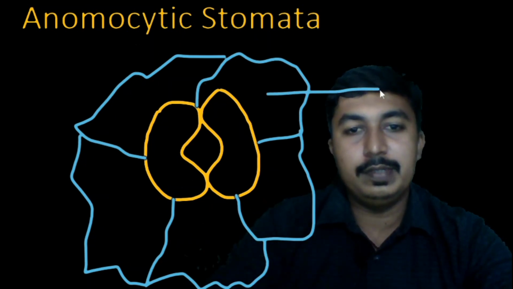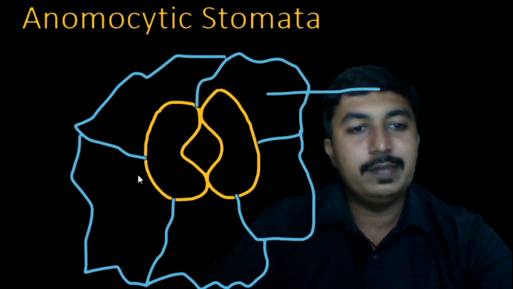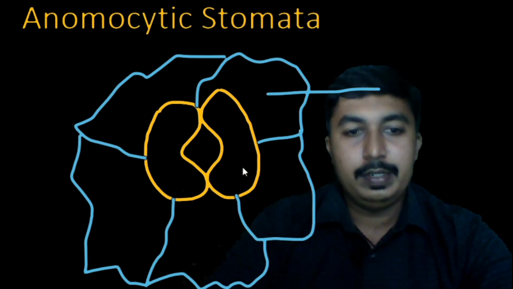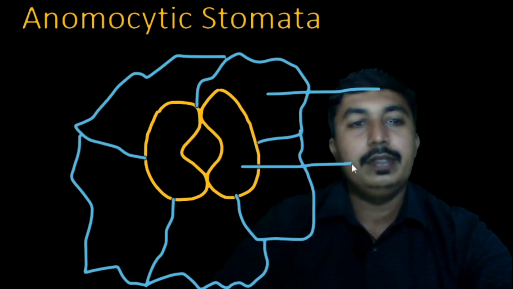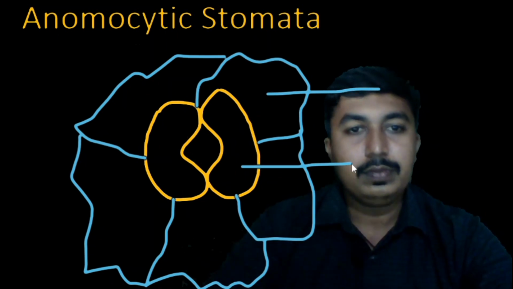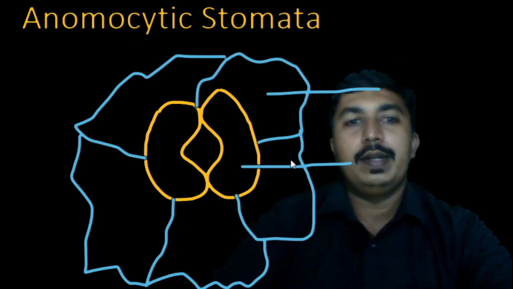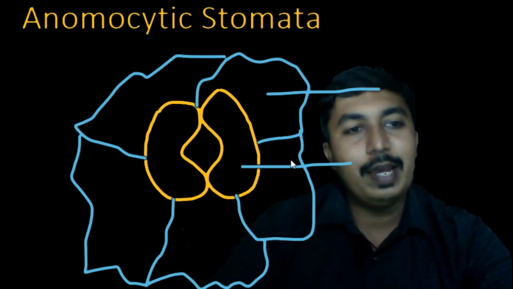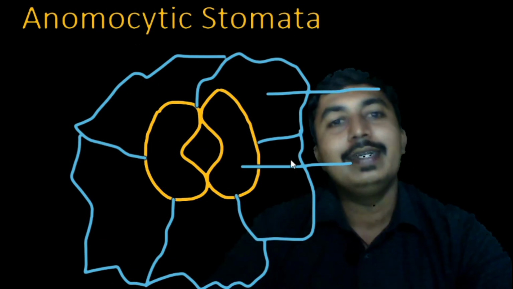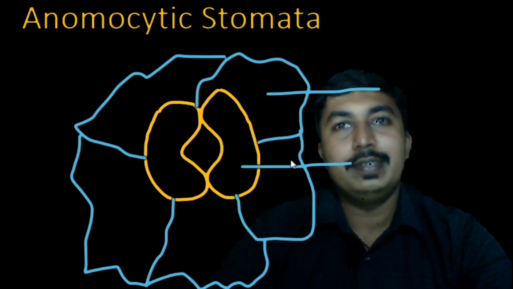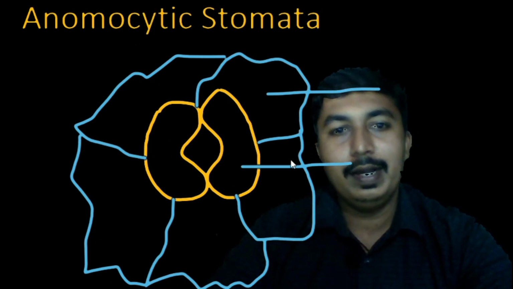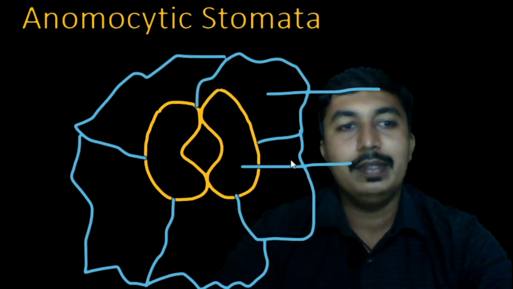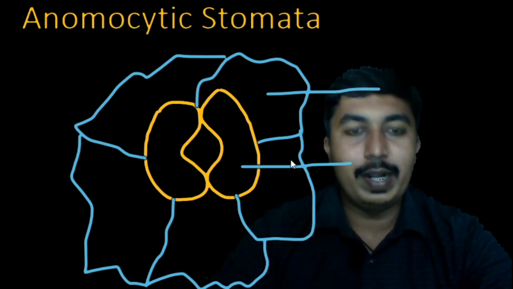So these are the subsidiary cells. You can see all subsidiary cells are irregular. They don't have a specific shape, and these are the two kidney shaped guard cells. So this anomocytic stomata is also known as ranunculaceous stomata, as I told earlier, and it is found in three different plants. First is Digitalis, second is Lobelia, and third is Buchu. These three different plants contain such an anomocytic stomata.